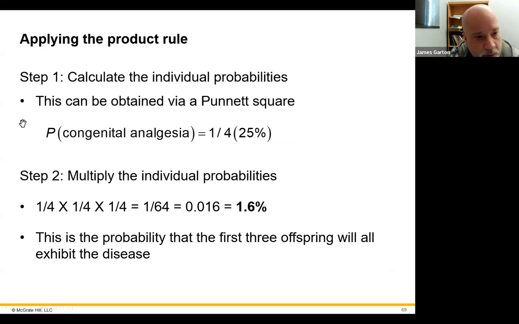And this is where I'm going to apologize. The probability for any given individual from the above setup having congenital analgesia is 1 in 4. The probability that the first 3 children will suffer from this is 1/4 times 1/4 times 1/4, which gives 1/64th. If you want to put that in decimal, it comes to about 1.5%. That's the probability that the first 3 offspring will all have that disease.